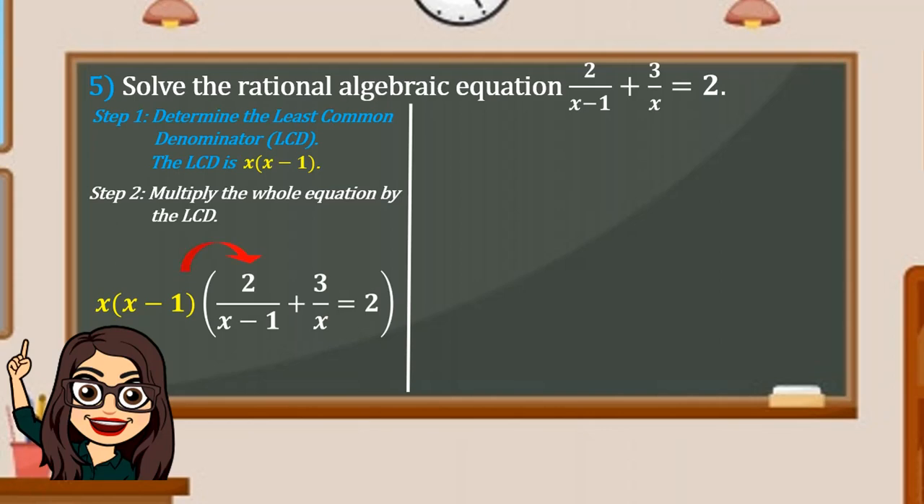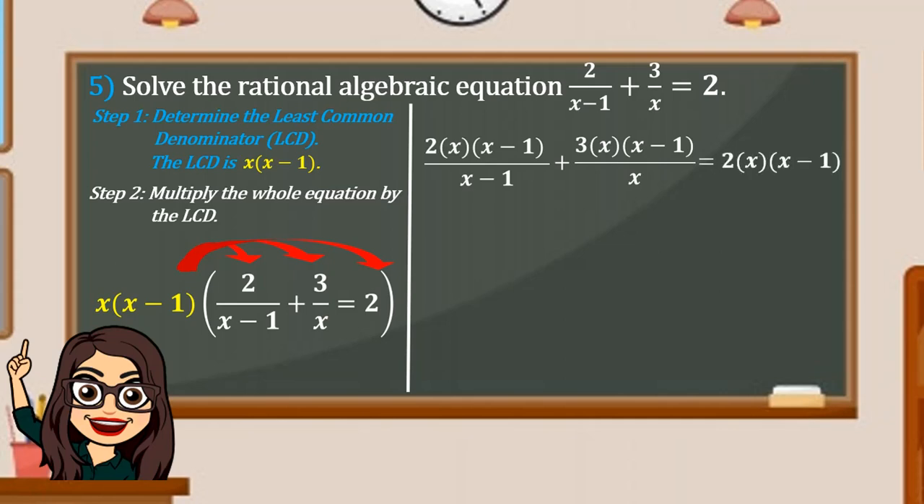So LCD times 2 over x minus 1 is 2 times x times quantity x minus 1 over x minus 1. Next, LCD times 3 over x is 3 times x times quantity x minus 1 over x. Then last, LCD times 2 is 2 times x times quantity x minus 1. Let's now simplify each term.